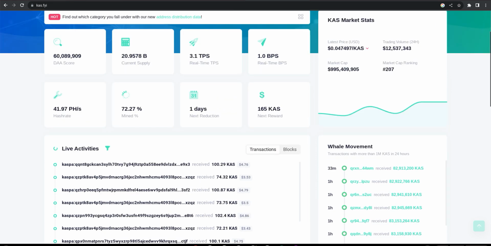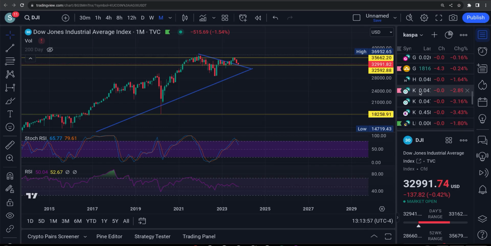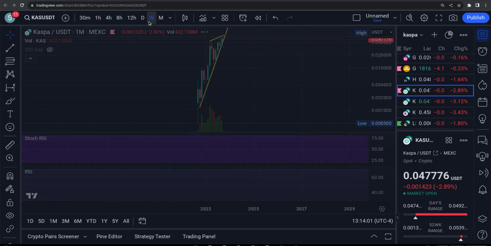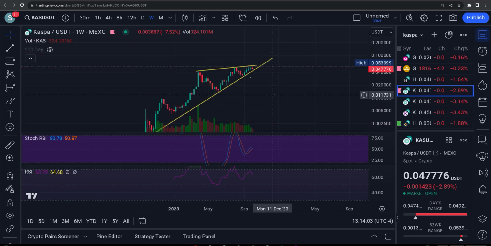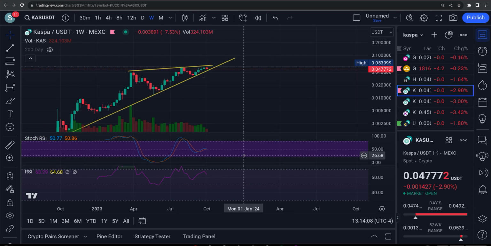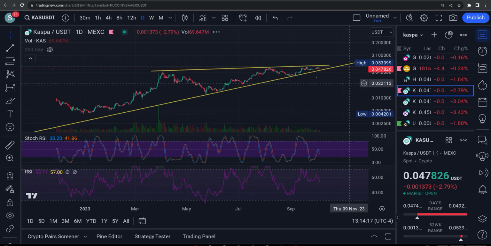But let's go back to this chart now. There's so much I wanted to show you guys. I apologize. Super important stuff. Right, now let's take a look at Kaspa. Let's get back on this weekly. All right, you can see this weekly. It's at 50.77 and 50.86. All right, you can see how close we are to losing this wedge pattern.